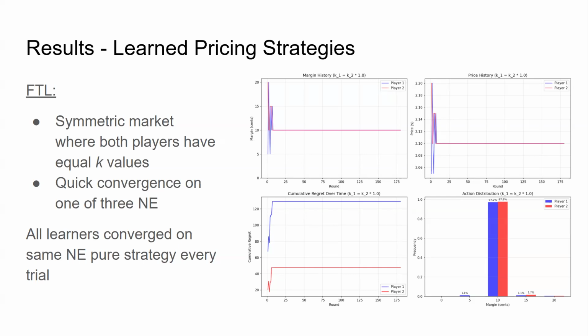Since I don't have enough space in this presentation or time, I'm just going to go over one version per learner. So for FTL, this is the symmetric version of the game where both of the players have the same K value. You'll see that there's a quick convergence onto one of the three Nash equilibria. This is the pure strategy where they're both pricing at 10 cents. And I can remind you that there's another pure strategy where everyone prices at 5 cents. As for the mixed strategy, I have not been able to see that in any of the trials that I've run, even though it is a valid Nash equilibrium strategy.